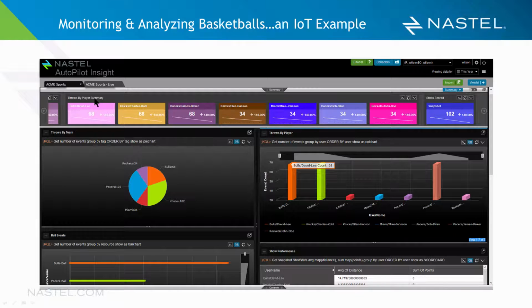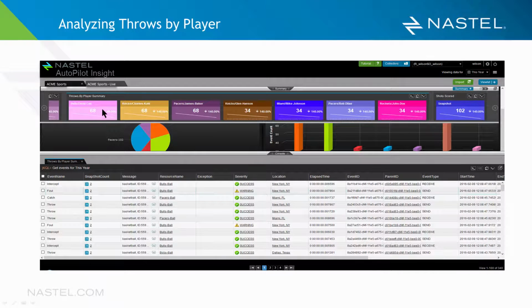So here we're looking in a summary view about the throws by player. We've got the Bulls, we've got David Lee, his number. We have a spark line, which shows the trend over the time period, and we seem to have a downward trend. We can drill into this, and now we see the actual throws, intercepts, fouls, catches, etc. We've got track over the data, the specific ball we're talking about, and quite a bit of other analytical data on that.